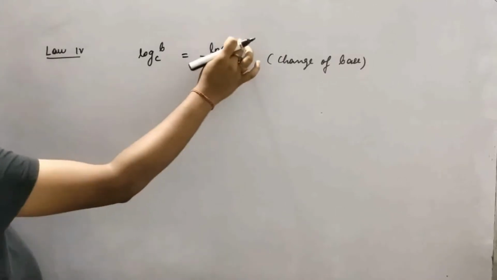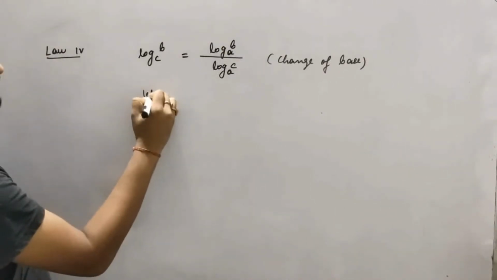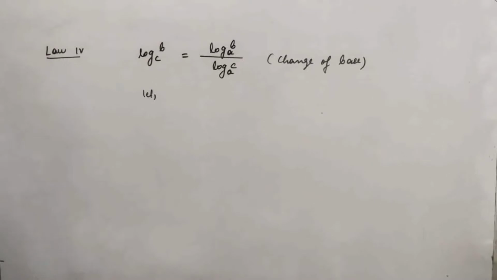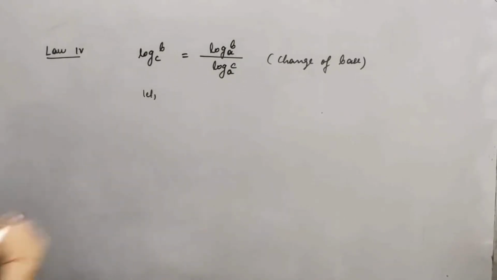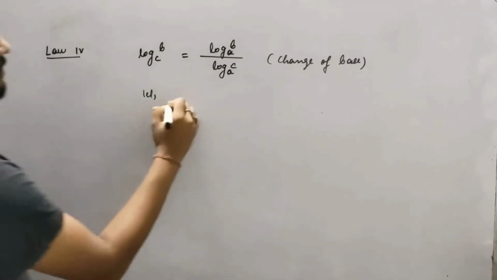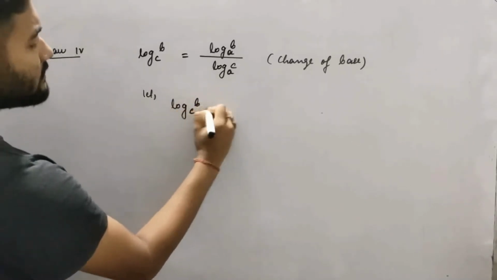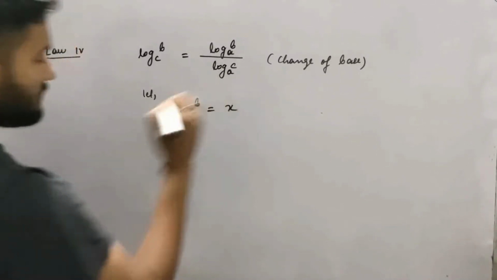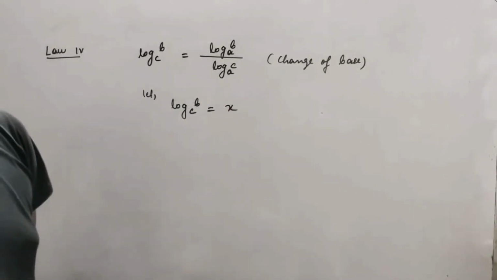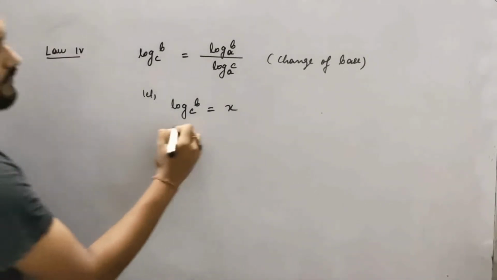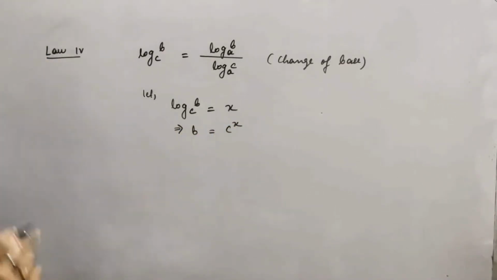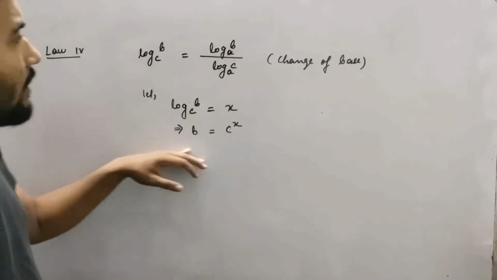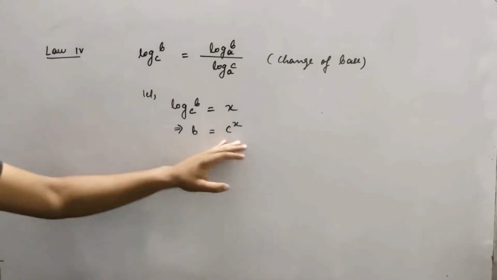Okay, so I will consider this as x. Let log b base c be equal to x. So which implies our b will be equal to c to the power x. Understood? This one we have got, right?